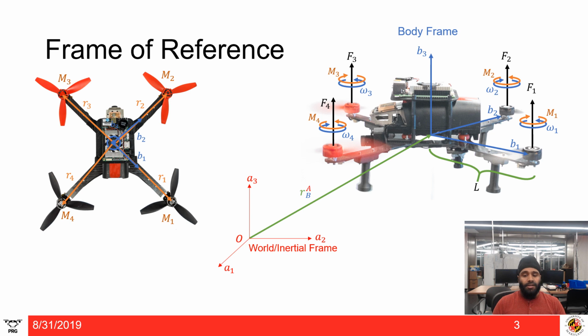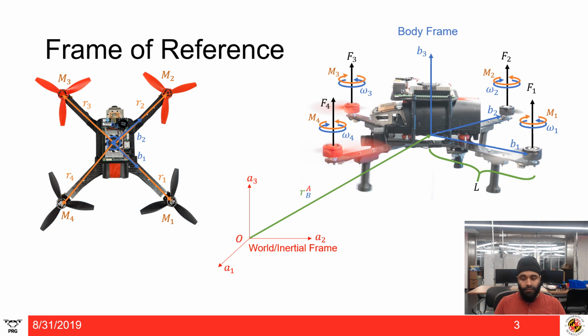The transformation, which includes both rotation and translation between the world frame O and the body frame B, is defined as small r AB. You see that green line that goes from point O to the body frame, that's the transformation. And it changes as the quadrotor moves. The body frame consists of three axes, all perpendicular to each other, same in the case of the world frame.